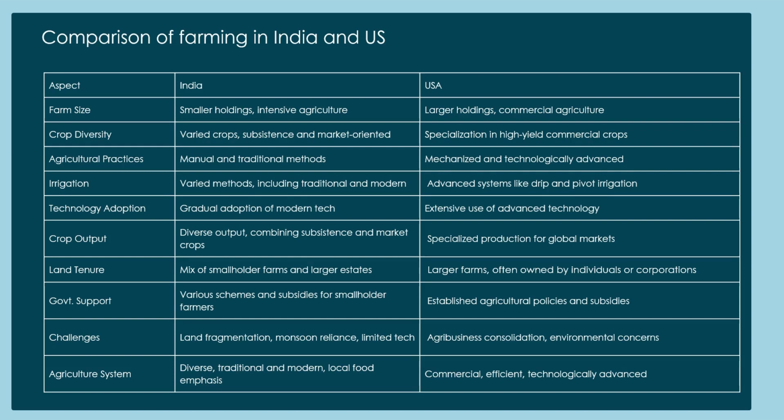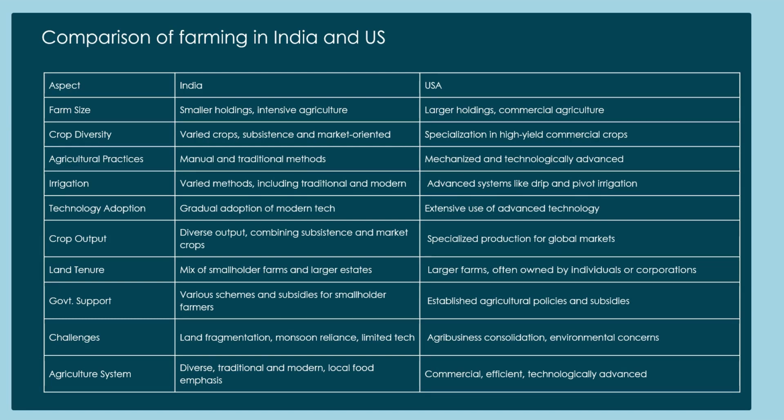Technology adoption. Gradual adoption of modern technologies, but in US it is extensive use of advanced technology. Crop output, diverse output combining subsistence and market crops, but in US it is specialized production for global markets.